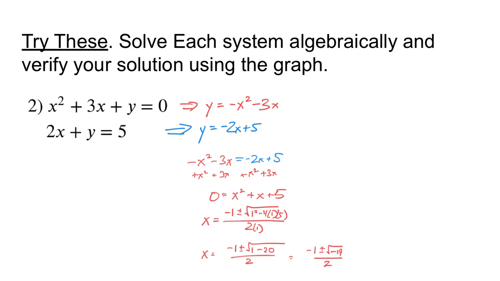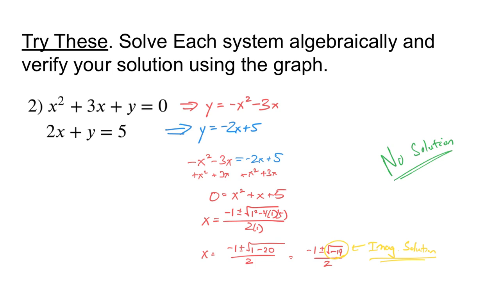And I get to this point where I have negative 1 plus or minus the square root of negative 19 over 2. Now, once I see here, I realize that I'm going to have an imaginary solution because I have a negative underneath of the radical. So the second I know that I'm going to have an imaginary solution, I'm probably going to stop and say, hey, this system has no solution. These 2 equations will not cross. This parabola and this line do not intersect anywhere.